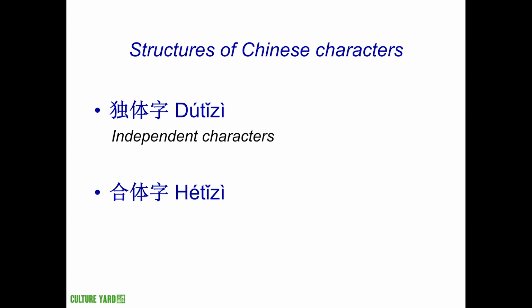The other is 合体字, combined Chinese characters. 合 means two parts or three parts together, combined. So 合体字 means this kind of characters at least includes two parts or two components, sometimes 3 or 4 components. I can give you some examples.